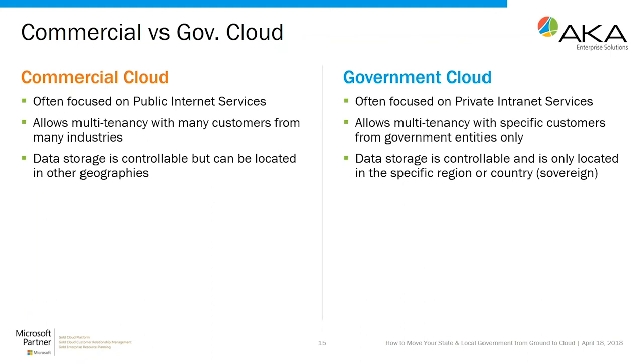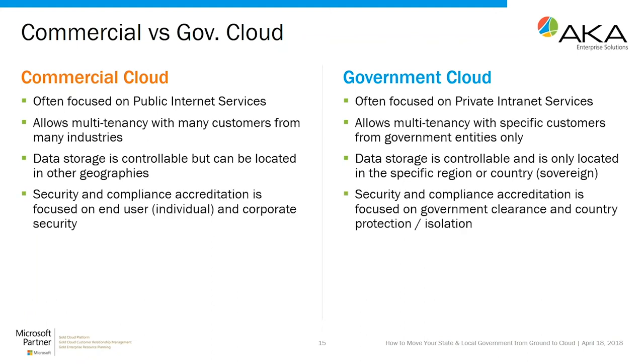In the government cloud, data storage is still controllable. You can choose the region that is closest to you for the best latency, best performance, and all that, but it's only located in the specific region or country of our choice. So if you're in the US, if you're using the US government cloud, it stays in the US. That data cannot be shared across over into Europe because that would break sovereignty rules. So you have that ability to feel very comfortable that your data is staying on soil.